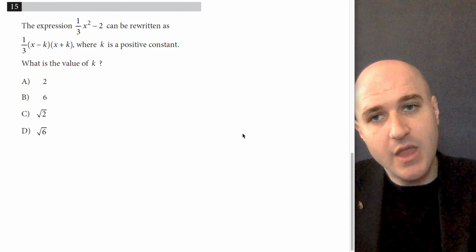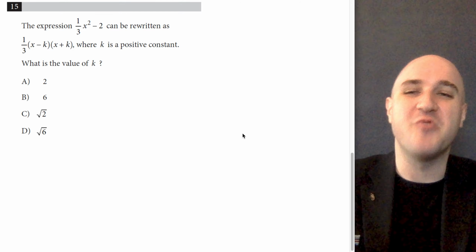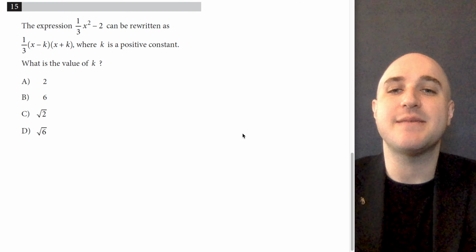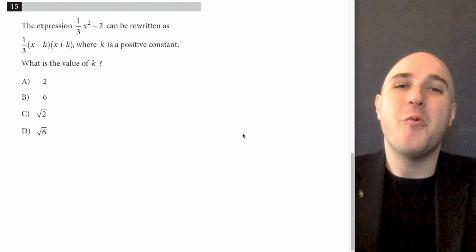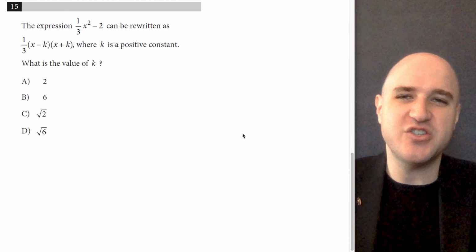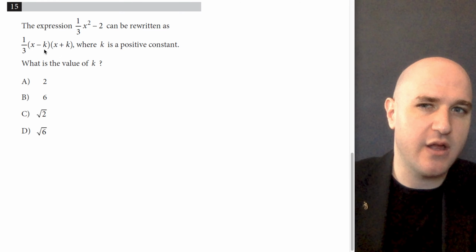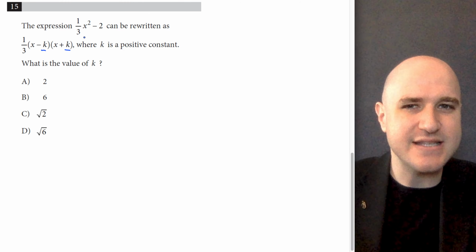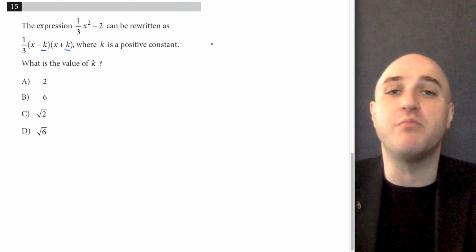So, let's dive in. The expression 1/3 times x squared minus 2 can be rewritten as 1/3 times (x minus k) times (x plus k), where k is a positive constant. What is the value of k? So when I'm doing a problem like this, I just want to make this top term look like this bottom term, right? In order to solve for my k values, I just need to see what this actually is if it's rewritten as this. So in order to rewrite it, I've got to factor 1/3 out of both terms.